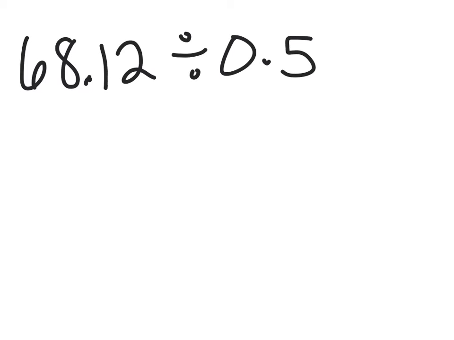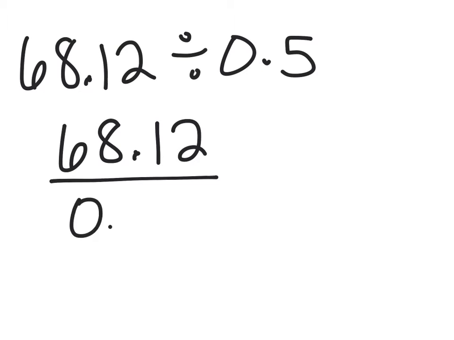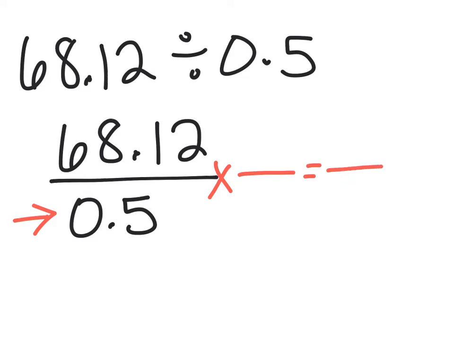The first thing I want to do is create a fraction. Remember that the numerator is the first number and the denominator is the bottom number. And our goal is to make this number a whole number. So I would do that by multiplying by a power of 10. Since I need to move this decimal point one place to the right, I would be multiplying this by 10, which would make this whole number 5.